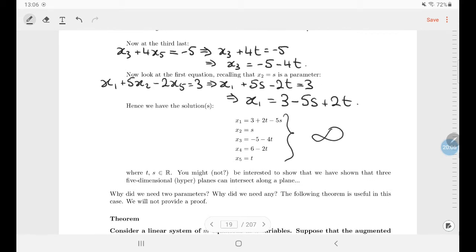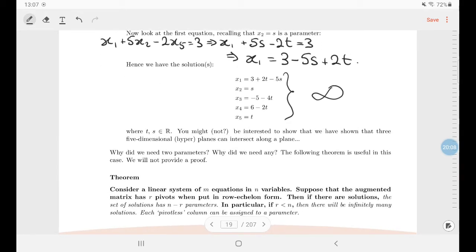Why did we need two parameters? So basically I'm going to write down the theorem, and this is connected with the analysis of trusses. Suppose the augmented matrix has R pivots. Now essentially the number of pivots is the number of equations. You might start with, say, 3 equations, or you might have 4, but some of them might actually not be independent of the other ones.